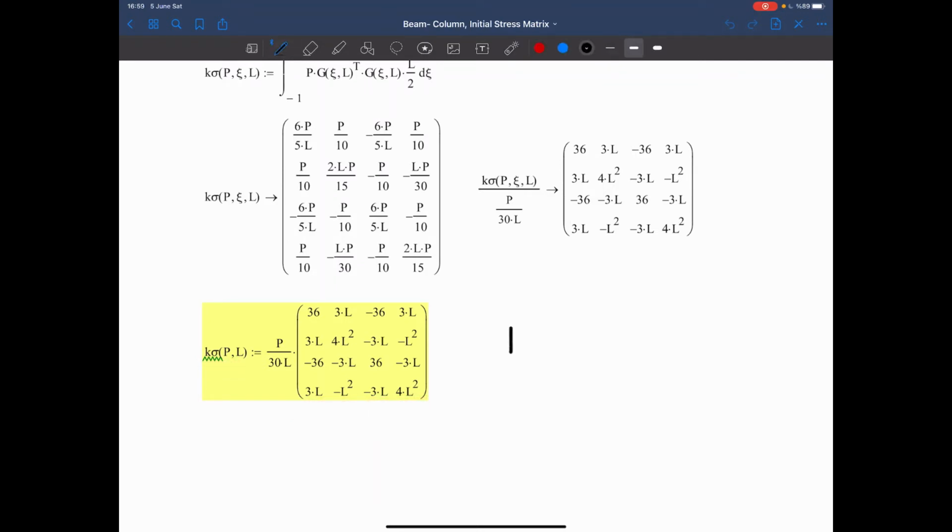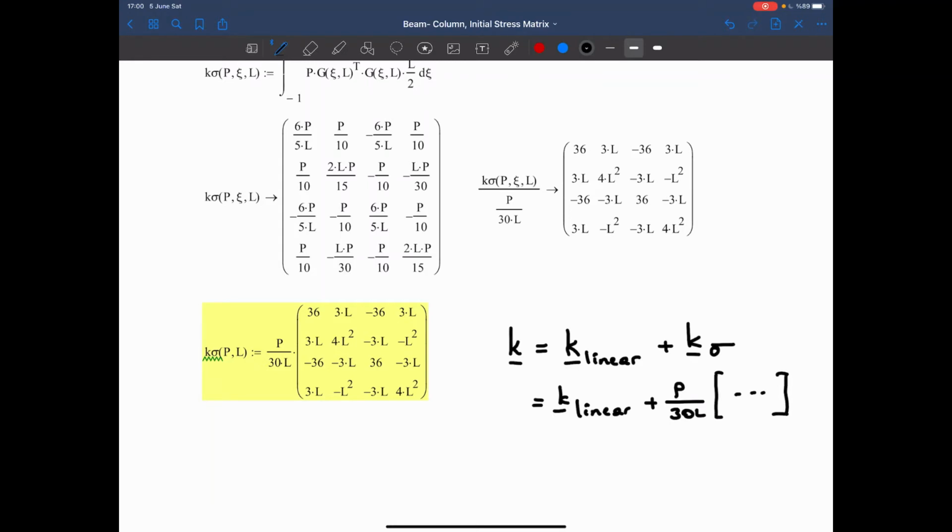So the matrix that will define the bending deformation, considering the length change, has two parts. One of them is K linear. This is the classical stiffness matrix that we have been using, plus P times, or let's write it this way, K sigma, the geometric stiffness matrix. So I have K linear plus P over 30L and then the rest of the coefficients.